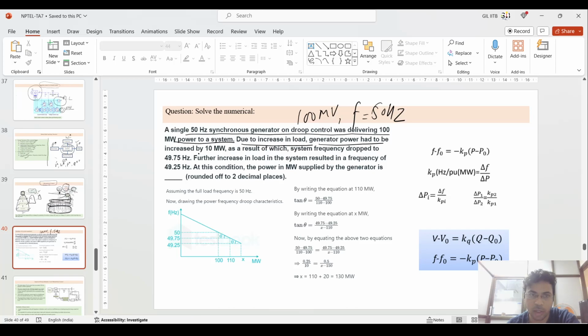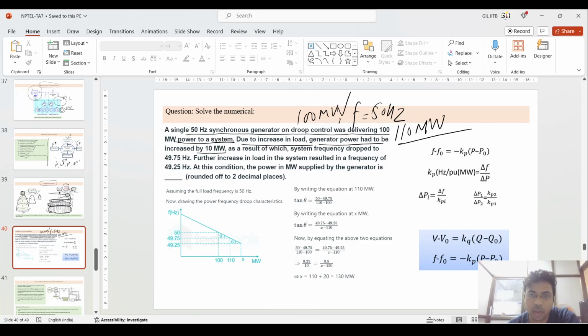What happened is that the load increased, which means the generating power had to increase by 10 megawatt. Initially it was 100, now it has to deliver 110 megawatt. Okay, this is a huge amount, because 10 megawatt is not a small quantity.